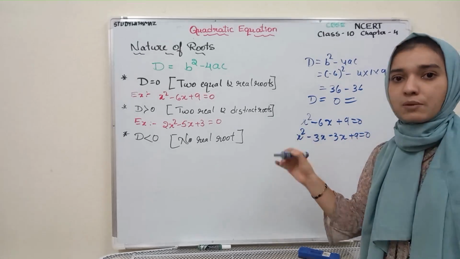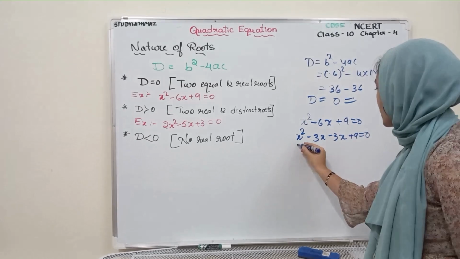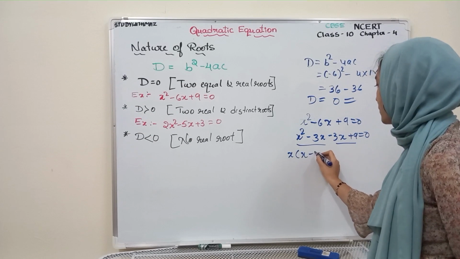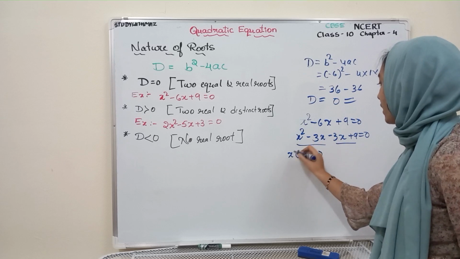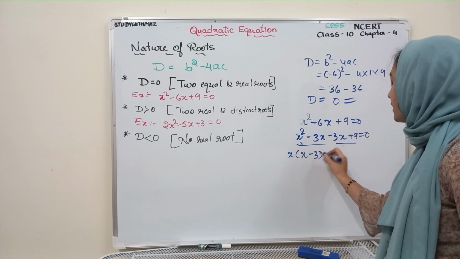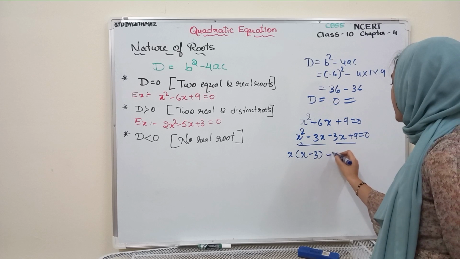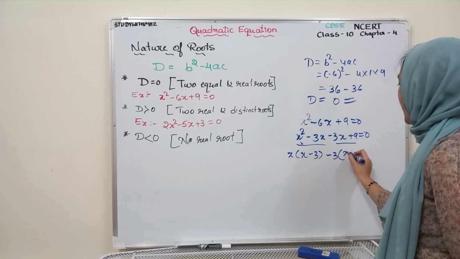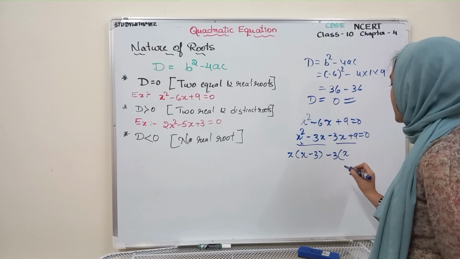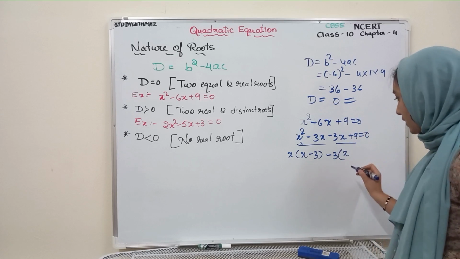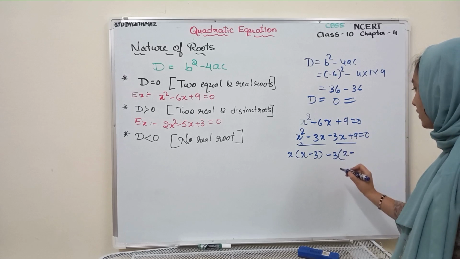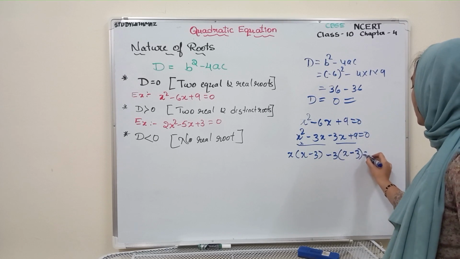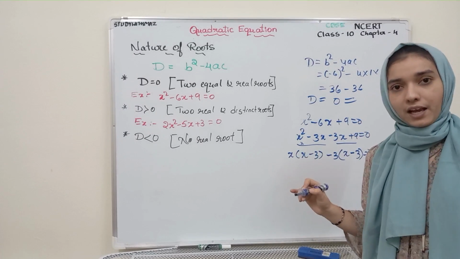I hope you know middle term splitting. I have told you already. So take like this. x common here, x minus 3 remaining here. x went outside, in this x remaining, in this 3 remaining. And minus 3 we can take outside here. So here remaining x minus 3, minus into minus becomes plus, so x minus 3 equal to 0 according to middle term splitting. I hope it is clear.